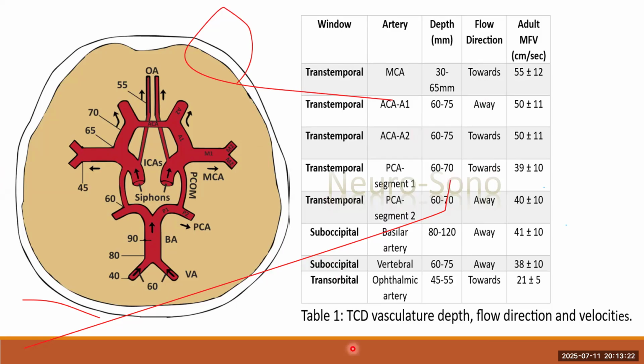And suboccipital, the basilar artery is typically visualized beyond 80 to 120, beyond 8 centimeters, whereas vertebrals are visualized somewhere between 60 to 80 millimeters, that is 6 to 8 centimeters. And the ophthalmic arteries on the transorbital windows are coming towards the probe, and are visualized somewhere between 4 to 6 centimeters. And the typical velocities of all the vessels have been depicted here.